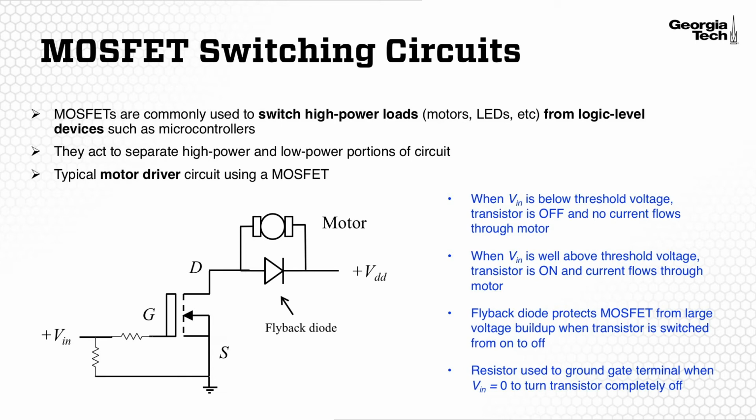It's also important to ground our gate terminal. You'll see a resistor that looks like it's between the Vin input and ground. And what that's going to do is make sure that when we set our input to logic low, that we completely ground that gate terminal, and that's going to make sure that we turn that MOSFET completely off when we want to put Vin to ground.